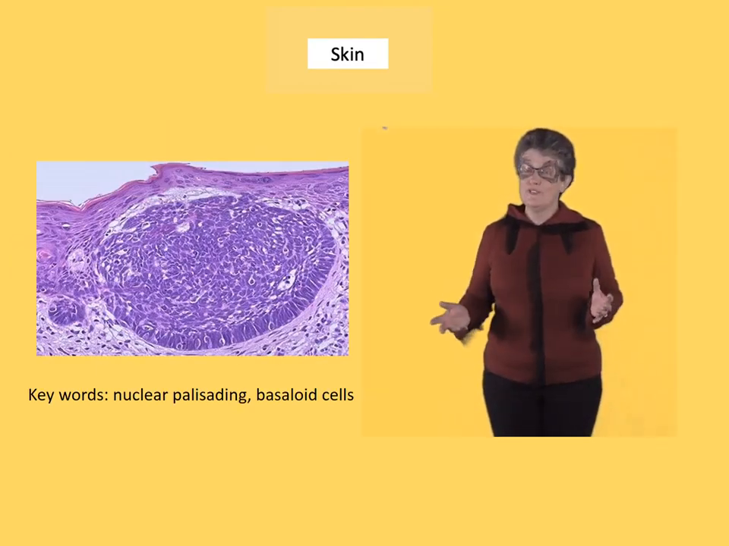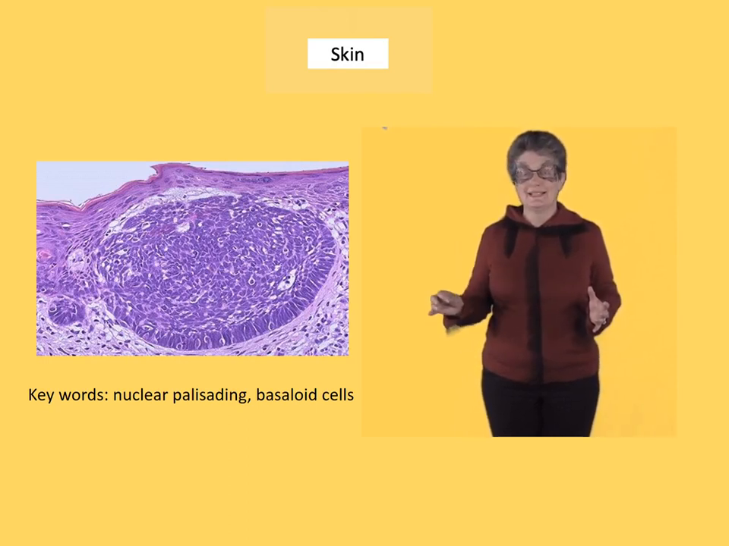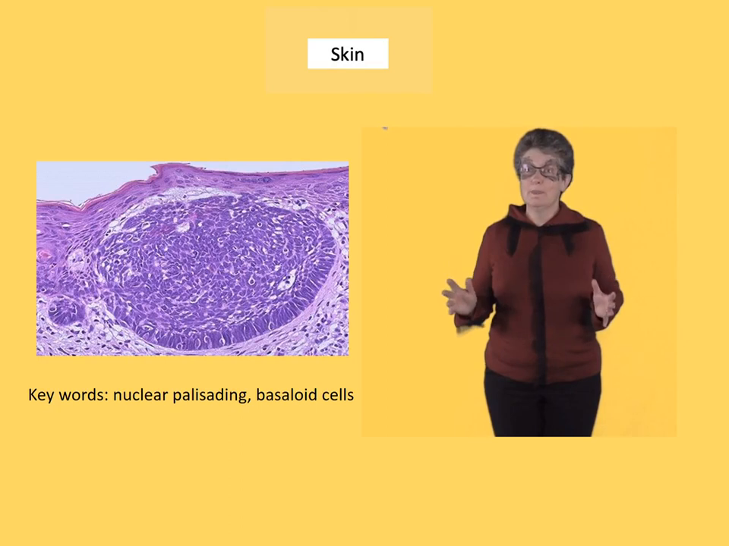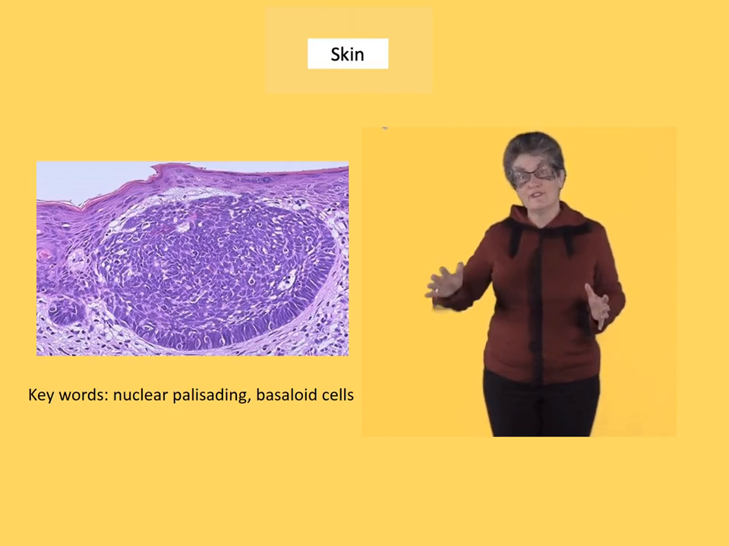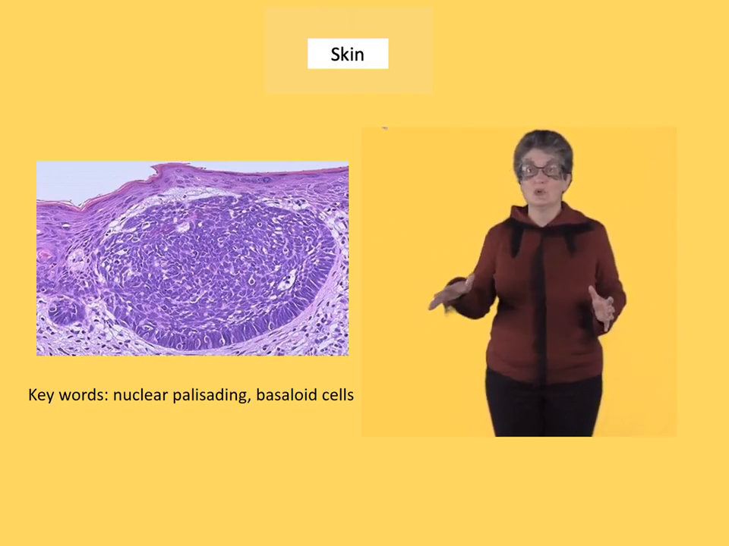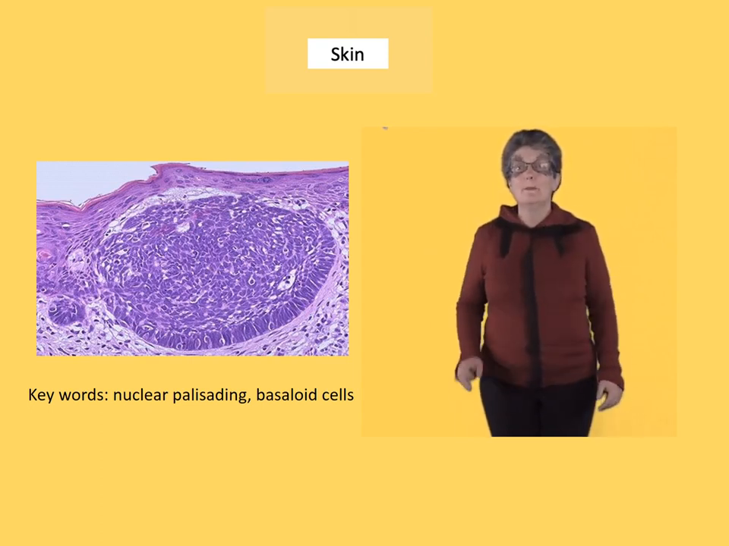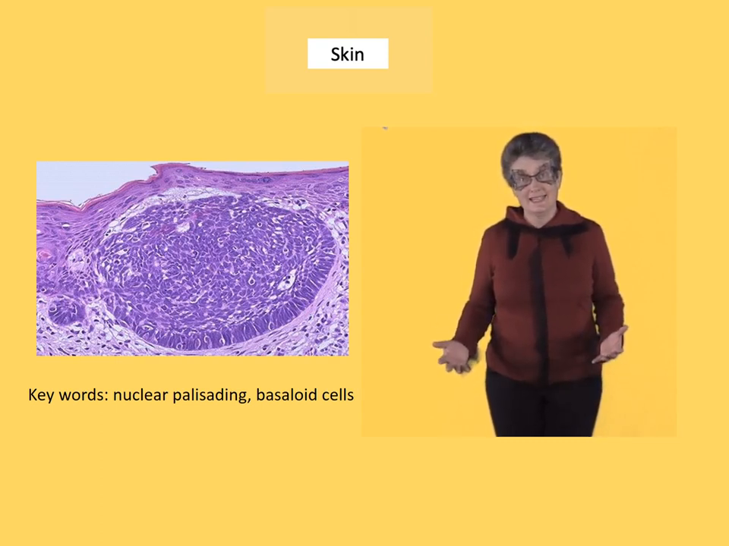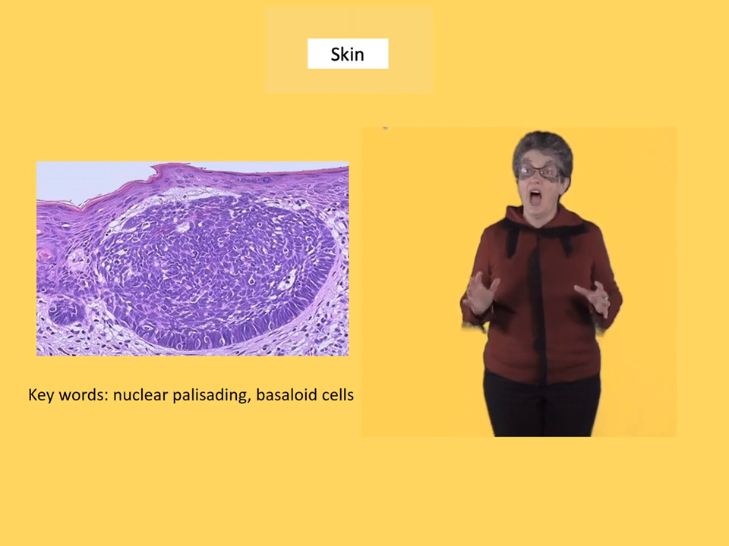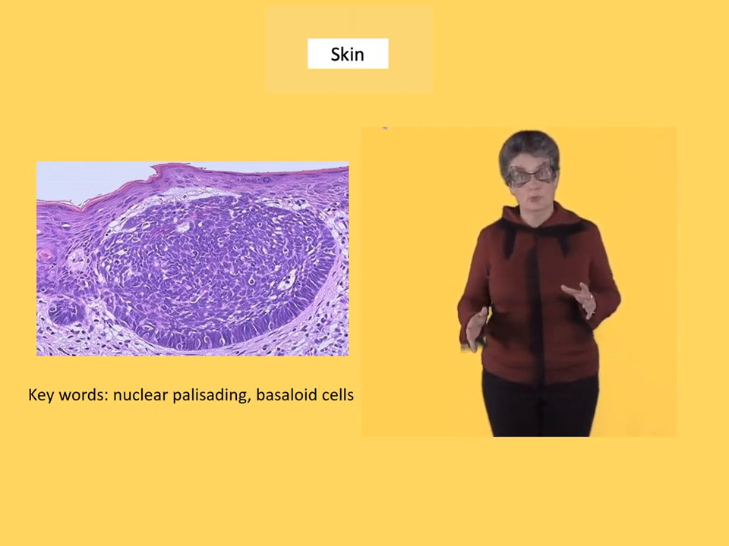The key words for basal cell carcinoma are nuclear palisading and basaloid cells. So nuclear palisading reflects the defined edge round this group of cells. It's like they're all lining up like little fence pickets, a palisade. Basaloid means that they resemble the basal cells of the skin, and these cells have a high nuclear to cytoplasmic ratio, so they look purple.